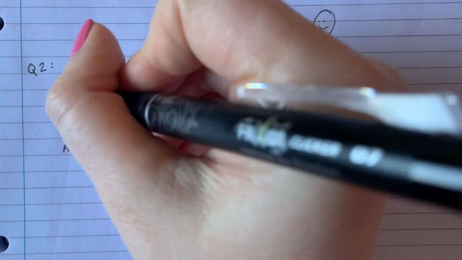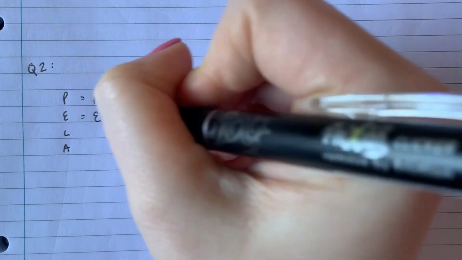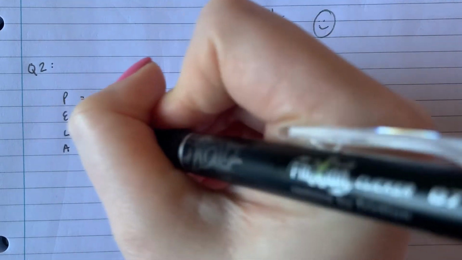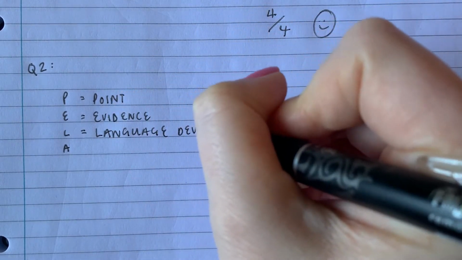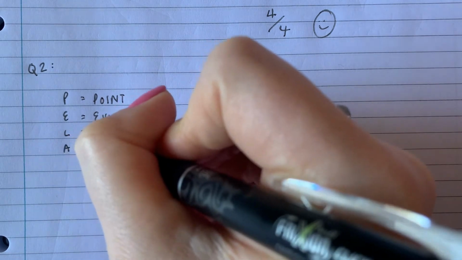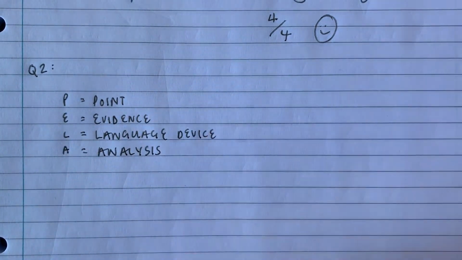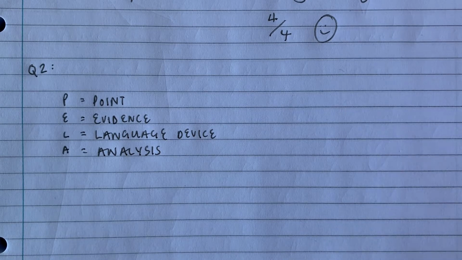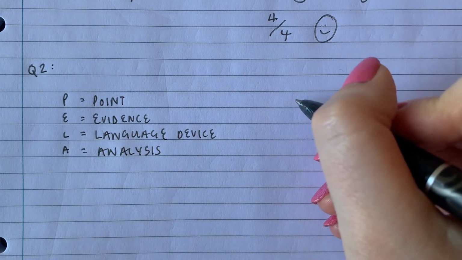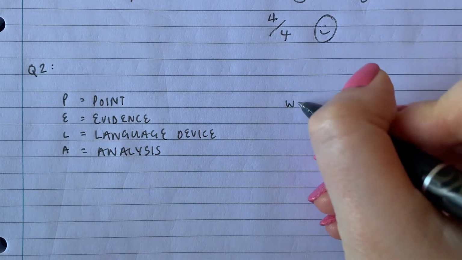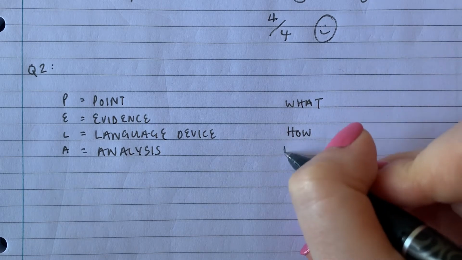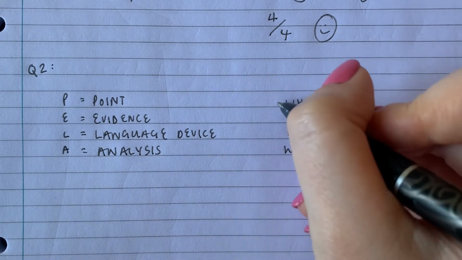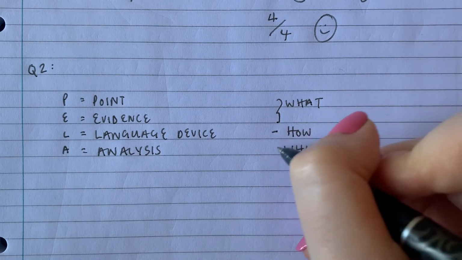So PILA stands for point, evidence, language device, and then analysis. Okay, now the other way of looking at this is looking at the what, the how, and the why. Now your what is these two bits together, and then your how and your why.